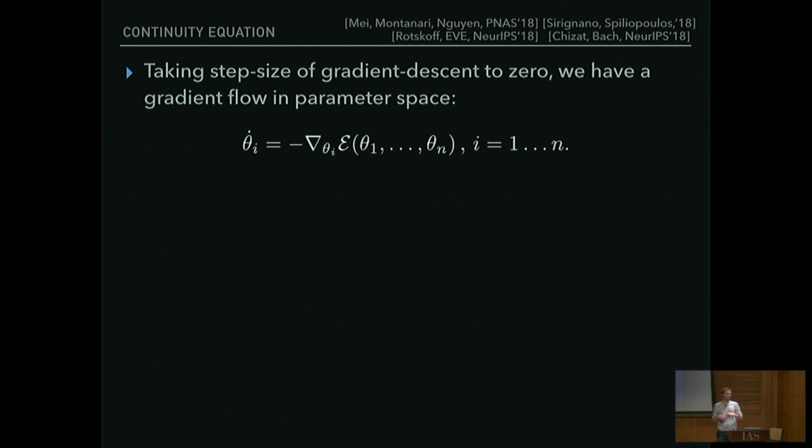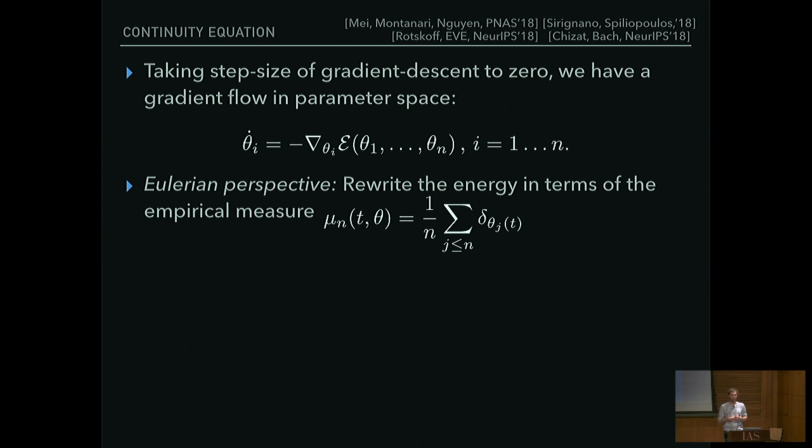Now I can change the perspective and take what's called in physics a Eulerian perspective, right? Rather than thinking that my objects are the particles, what if my object is now the density? So I'm just going to lift the problem. Instead of thinking that what I need to understand is the position of the neurons, I'm now going to think in terms of the measure, right?